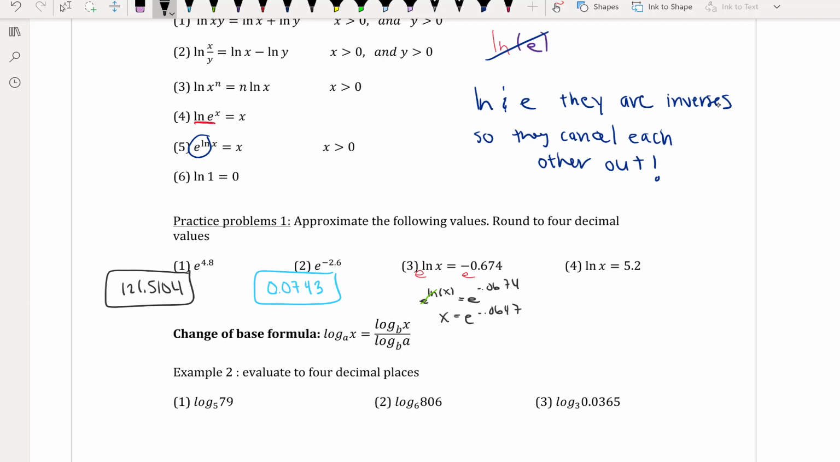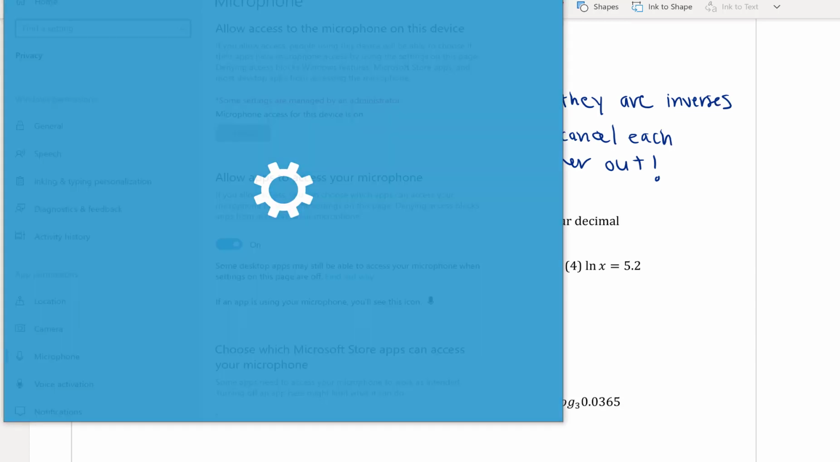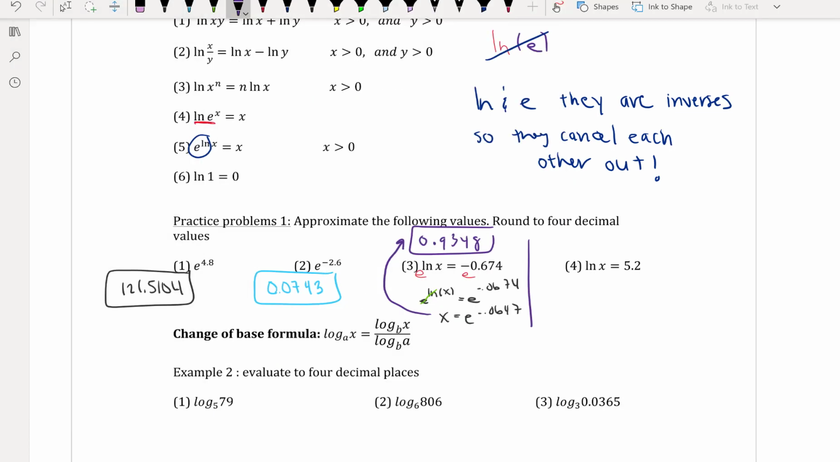So I'm going to plug that into my calculator, so I have e to the negative 0.0674. Now I'm going to get this number, and I'm going to round it. So I'm going to get 0.9348. That's what x is equal to. I just plugged that into my calculator.